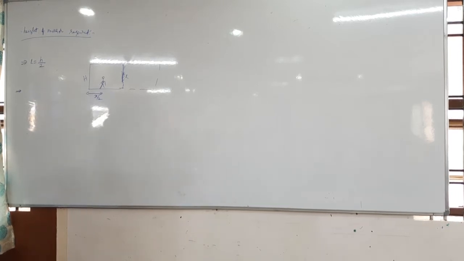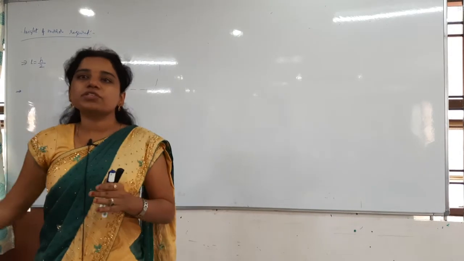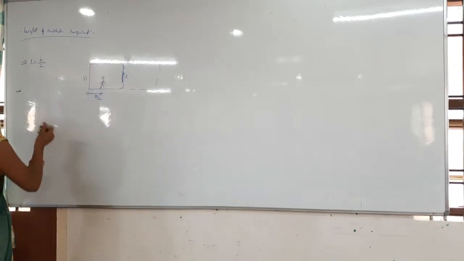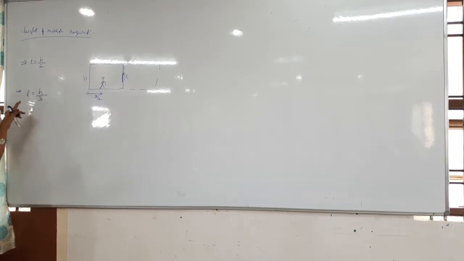I am able to see the wall behind me, but not exactly the full height of the wall. To see the full height of the wall, I have to stand exactly in the middle of the room, and the length of the mirror I have to take is L equals H by 3. In which case? Exactly at the middle of the room.